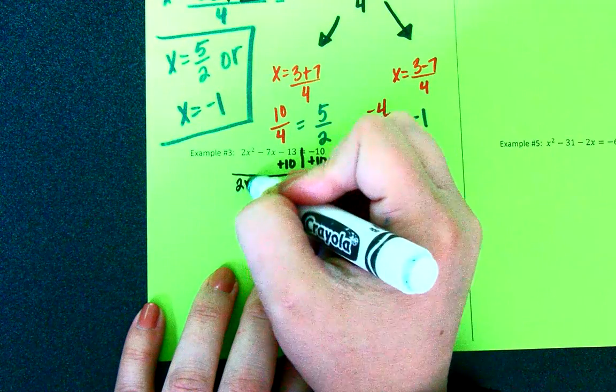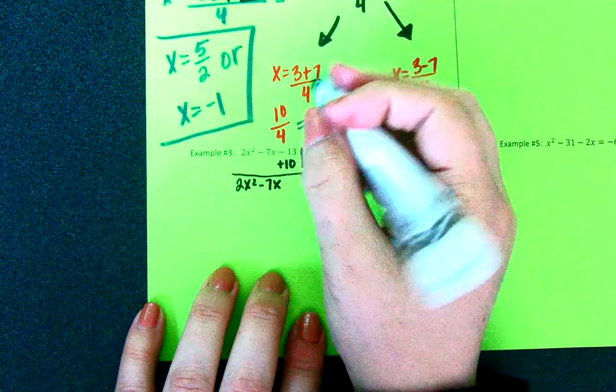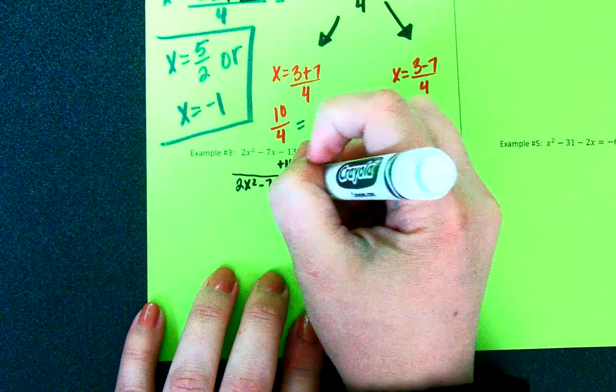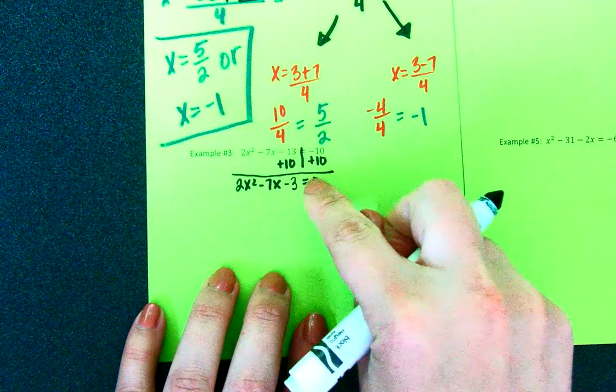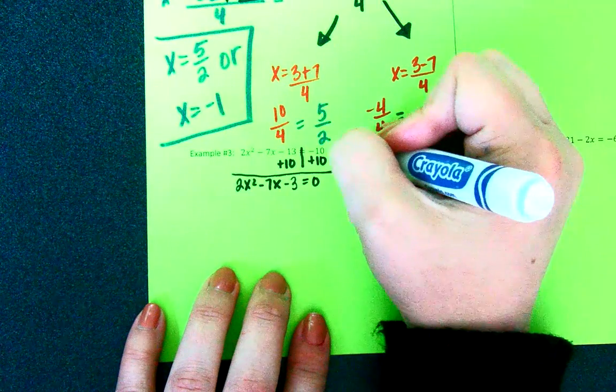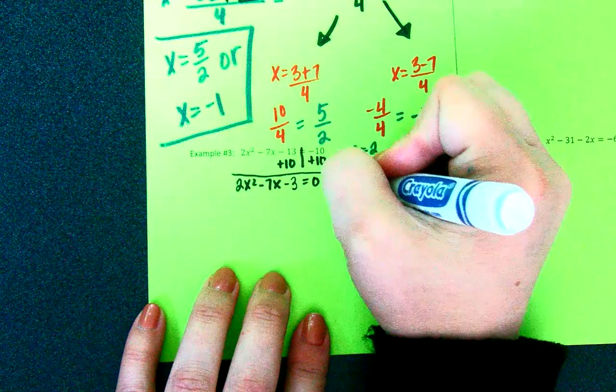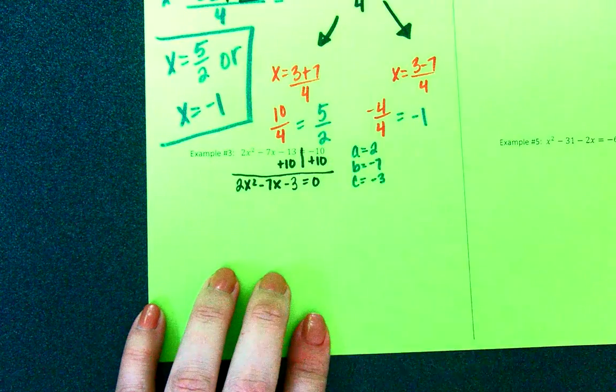So now you have 2x squared minus 7x, negative 13 plus 10 is negative 3, equals 0. Well, now it's true. It equals 0, so we can move on to find our A, B, and C. A is 2, B is negative 7, C is negative 3.